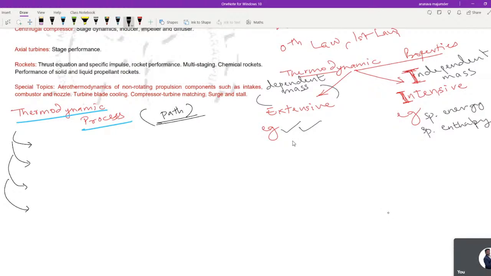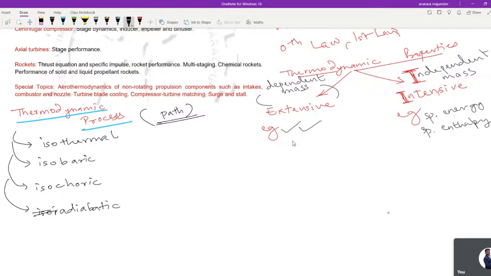What we call a path is a series of states through which a system passes within the process. I can say there are multiple different types of process. I can say isothermal process, isobaric process, isochoric process, and we have another process called adiabatic process.